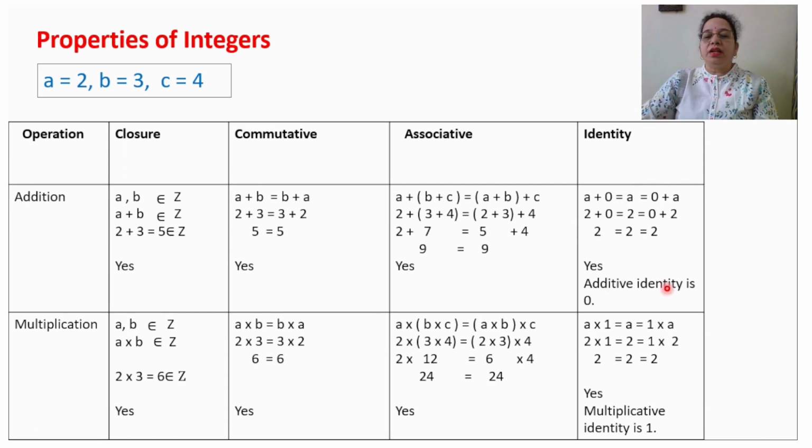And what is the additive identity? 0. If we add 0 to any number, we get the same number. Now the same four properties we will do for multiplication.